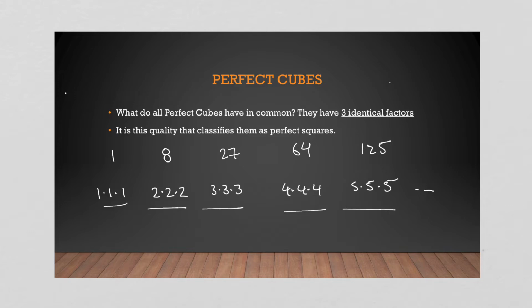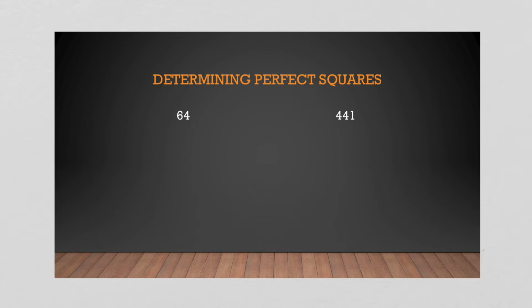So that is how the index increases. Square root, cube root, fourth root, fifth root, right? Two identical factors, three identical factors, 4, 5, and it can continue up and up and up. You can have 32nd roots, but we don't really talk about those. Those numbers get absurd. So how do we figure out if a number is a perfect square?